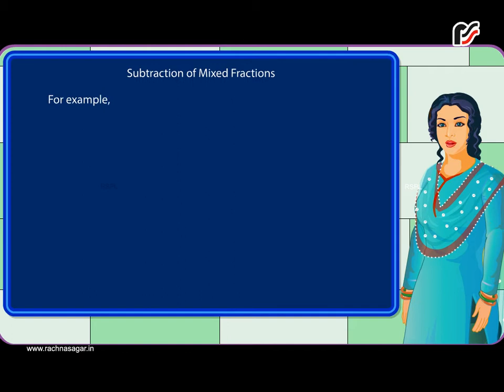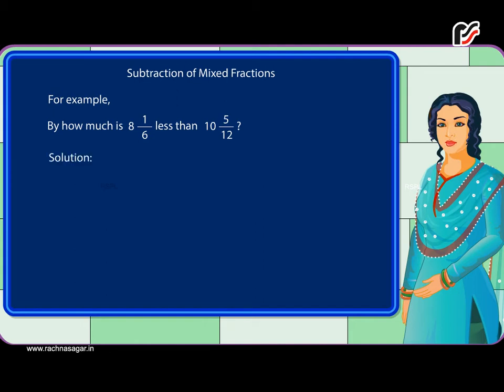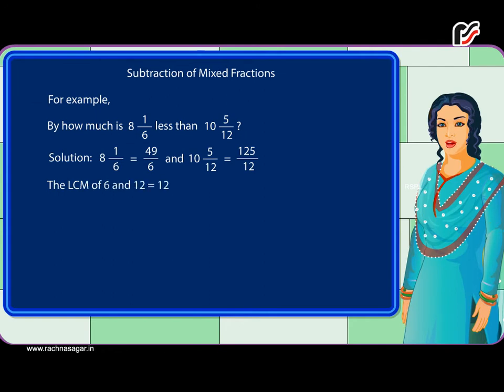For example, by how much is 8 1 by 6 less than 10 5 by 12? Solution. 8 1 by 6 is equal to 49 by 6 and 10 5 by 12 is equal to 125 by 12. The LCM of 6 and 12 is equal to 12. 49 by 6 into 2 by 2 is equal to 98 by 12 and 125 by 12.